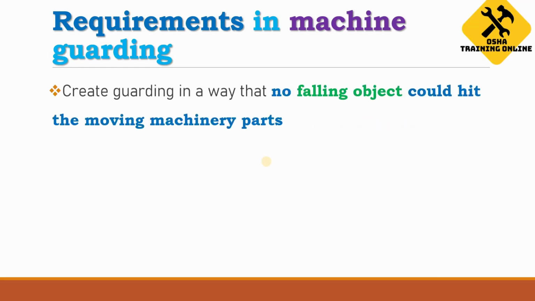The next point is that we have to create guarding in a way that no falling object could hit the moving machinery part. There might be a case where some falling object may fall down on the machine, and in that case we have to barricade the moving parts of the machinery so that the falling object could not get in contact with them. Let us take the case of a man working at height, and if for instance he falls down onto the point of contact of the moving machinery part, it may result in fatality or injuries. So we have to barricade the moving parts of the machinery so that the worker or other falling objects could not come in contact with those parts. Why do we do it? We do it in order to avoid injuries, fatalities or death.